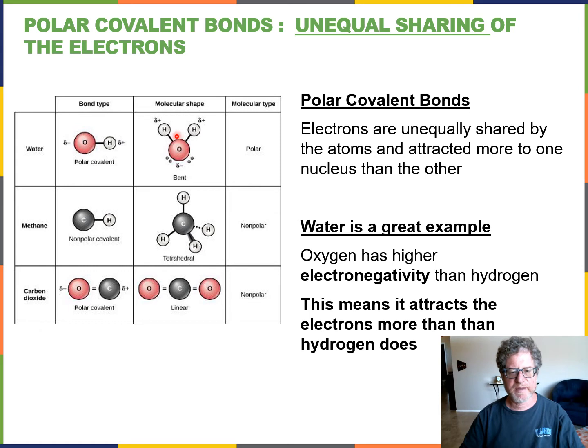So the electrons spend more time orbiting the oxygen, or are closer to the oxygen than the hydrogen. As a result, there's a partial negative charge on the oxygen. There's a partial positive charge on both of the hydrogens. That's the Greek letter delta positive. So that is brought about from the unequal sharing of electrons, which we call a polar covalent bond.